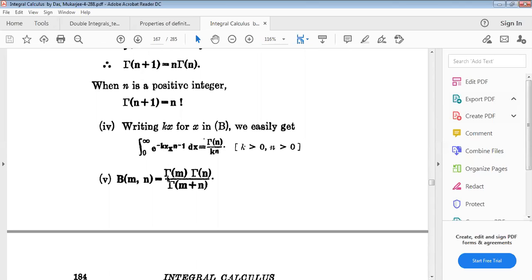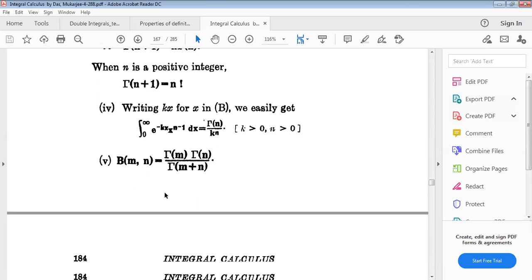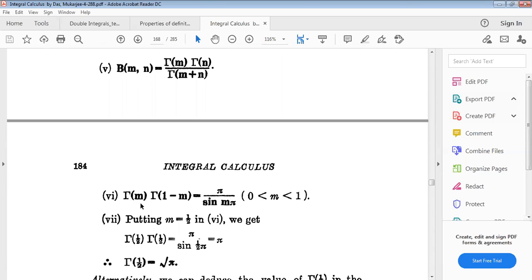beta mn equals to gamma m into gamma n divided by gamma m plus n. In our previous example, we have used this formula. Understand? Beta mn equals to gamma m into gamma n divided by gamma m plus n. Remember it. Another Stirling formula, it is also gamma m into gamma 1 minus m equals to pi divided by sine m pi.